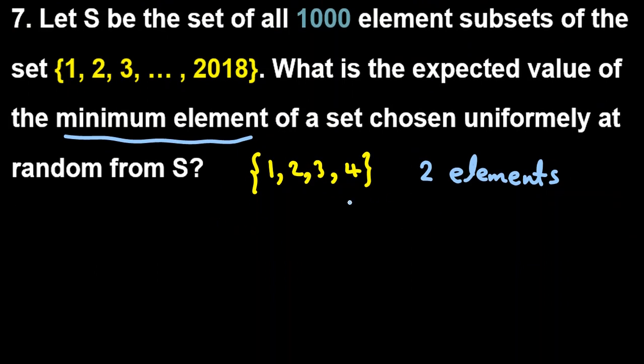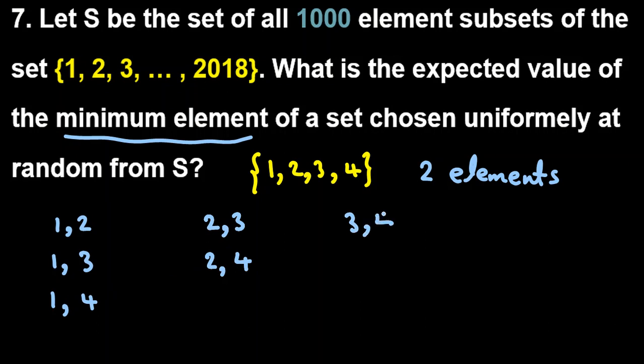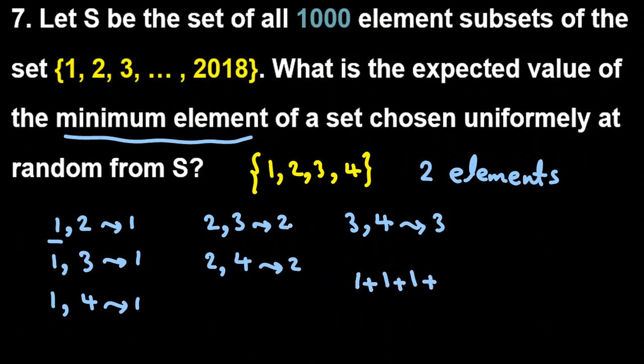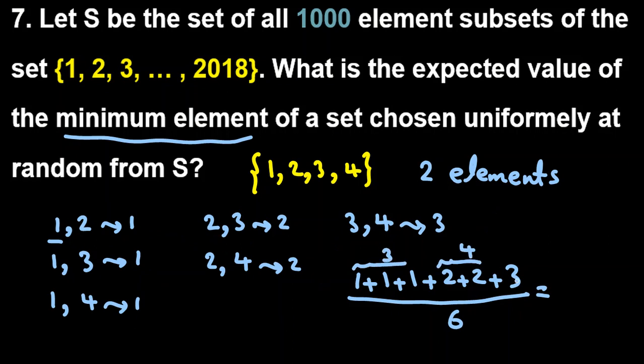So if I consider all subsets with 2 elements, they will be 1, 2; 1, 3; 1, 4; 2, 3; 2, 4; and 3, 4. So for 1, 2, the minimum element is 1. Here, minimum element 1, 1. Minimum is 2, minimum is 2, minimum is 3. So if you add all these things, you say 1 plus 1 plus 1 plus 2 plus 2 plus 3. How many subsets do we have with 2 elements? Six. So it will be 1, 1, 1, 3, and 2 plus 2, 4. 4 plus 3, 7. 7 plus 3, 10. It will be 10 over 6 or 5 over 3.